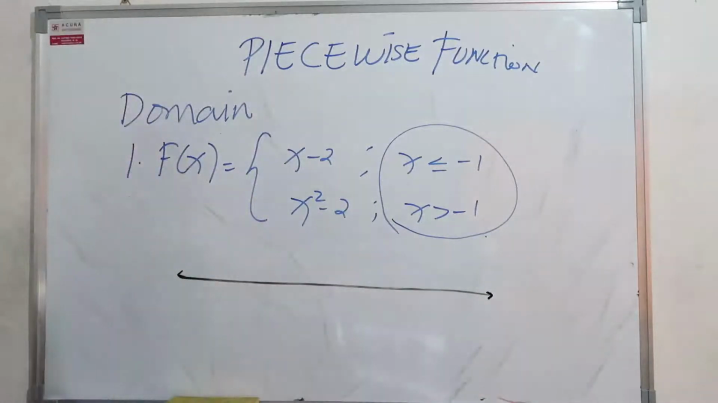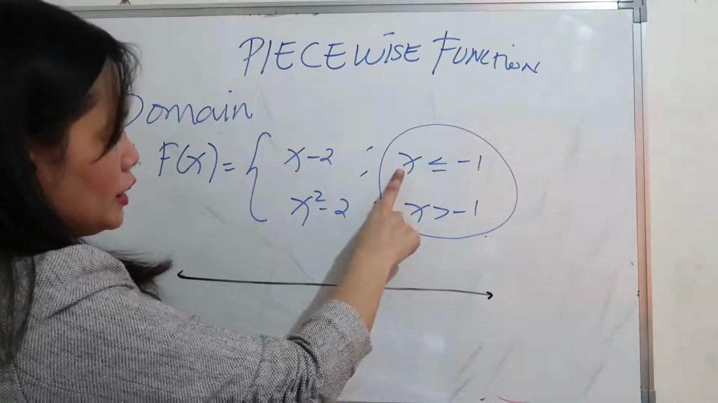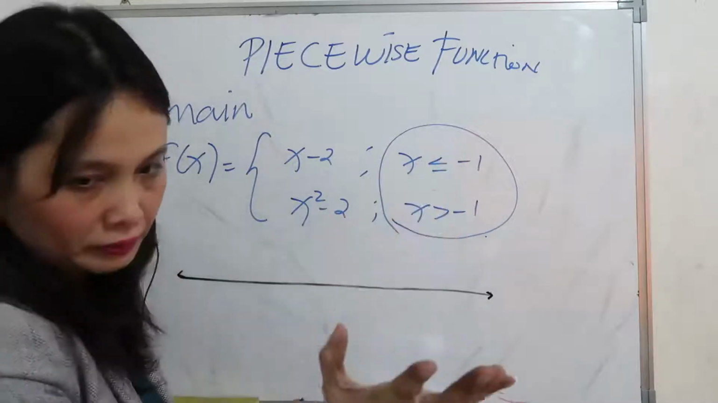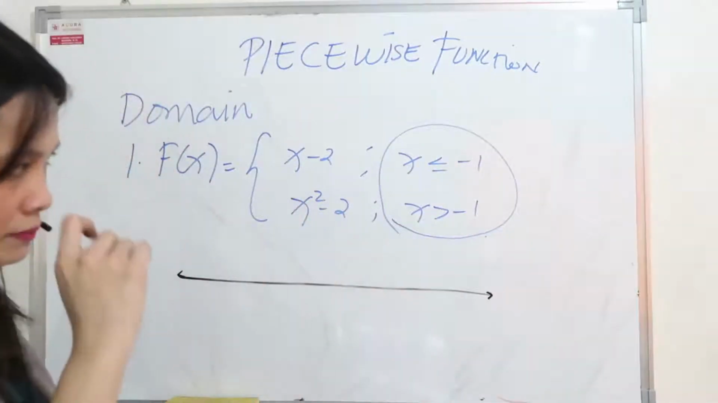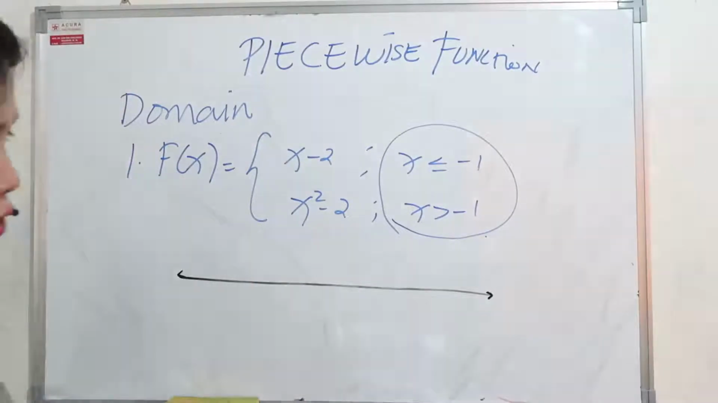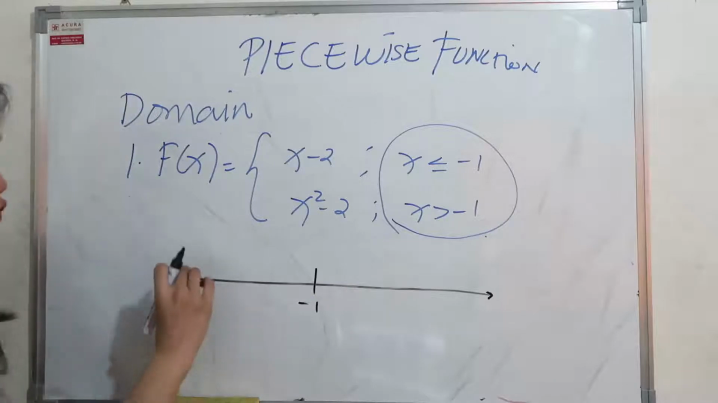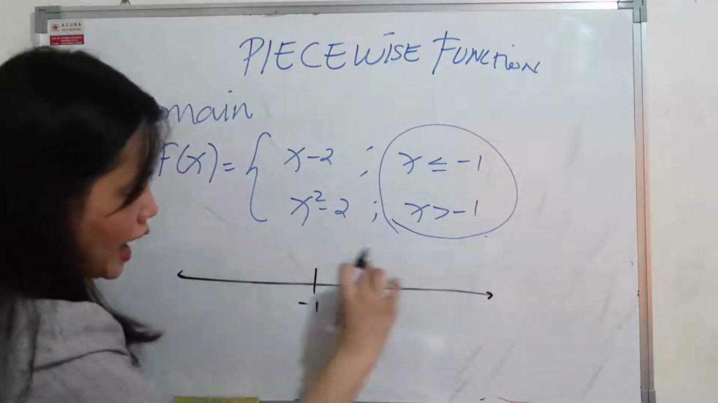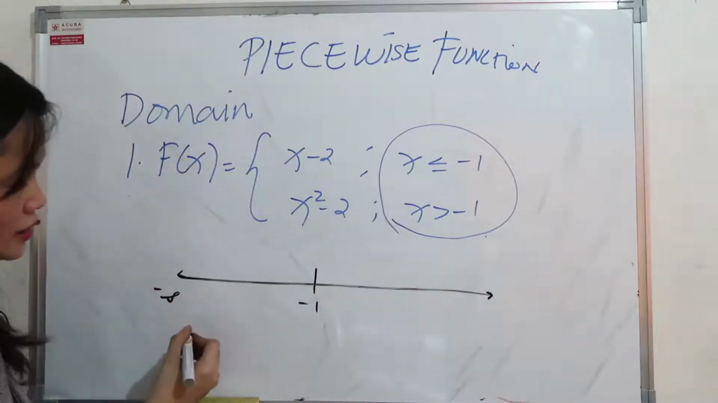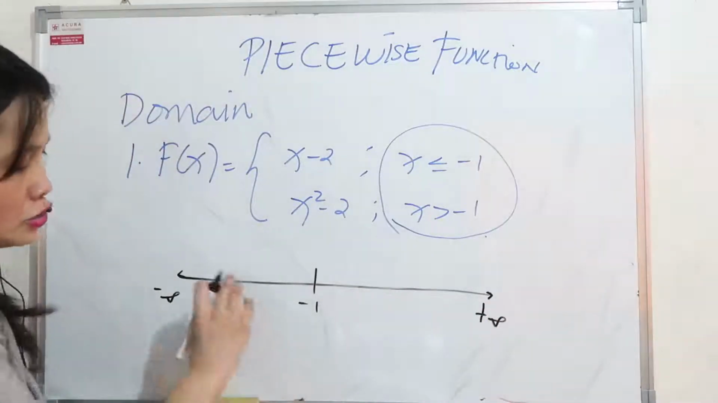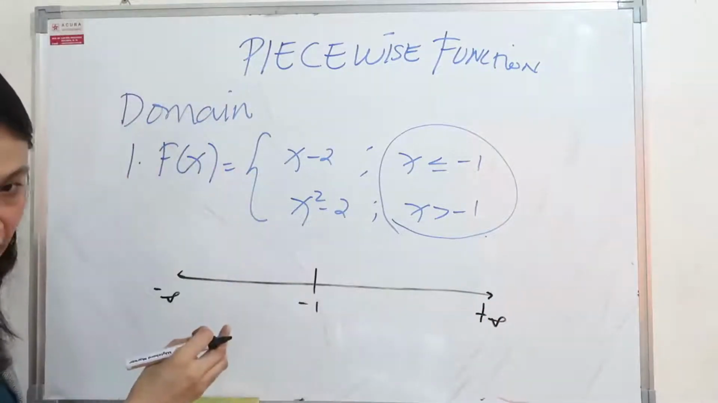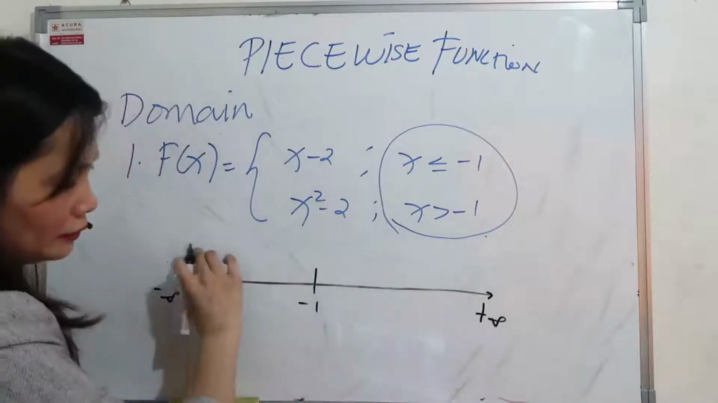So the first condition says that x is less than or equal to negative 1. That's the first condition. Second condition, x is greater than negative 1. So we're talking about one number, which is negative 1. So this is your horizontal line, your x-axis. So we have negative infinity to positive infinity. This is your x-axis, since we're talking about domain. So this is your x-axis in a number line.